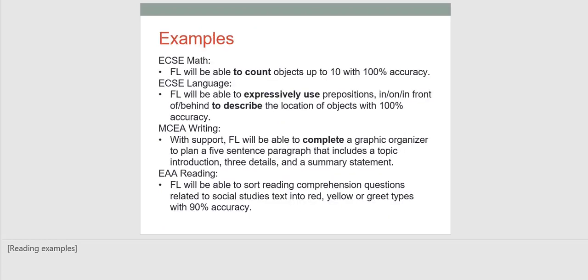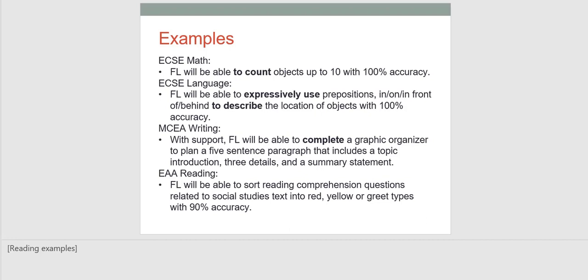Here are some examples. One is from Early Childhood Special Education Math. Focused learner will be able to count objects up to 10 with 100% accuracy. Early Childhood Special Education Language, focused learner will be able to expressively use prepositions in, on, in front of, behind to describe the location of objects with 100% accuracy.